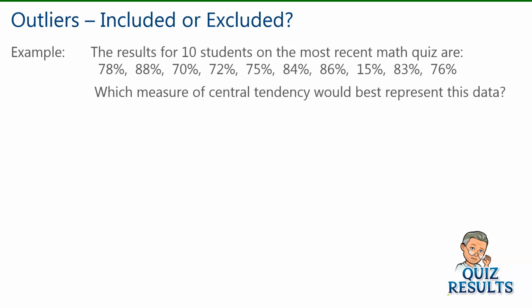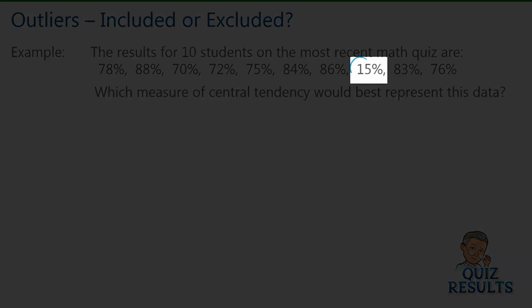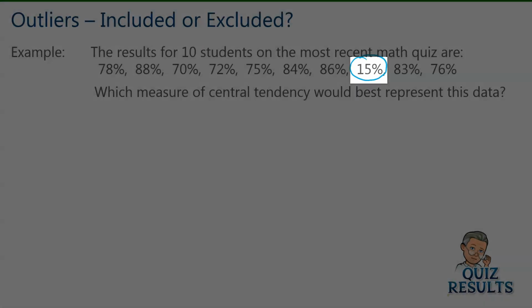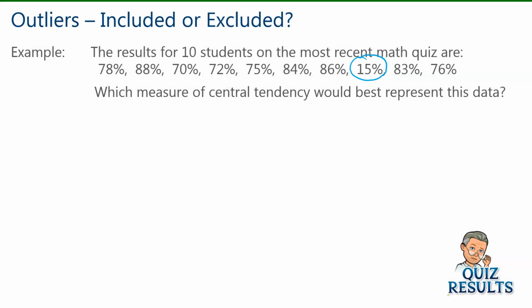The question I have for you at the beginning, however, is: is there a quiz grade that stands out more so than the rest? The answer is yes. The 15% would be considered an outlier. It is noticeably, significantly smaller than the other data values.